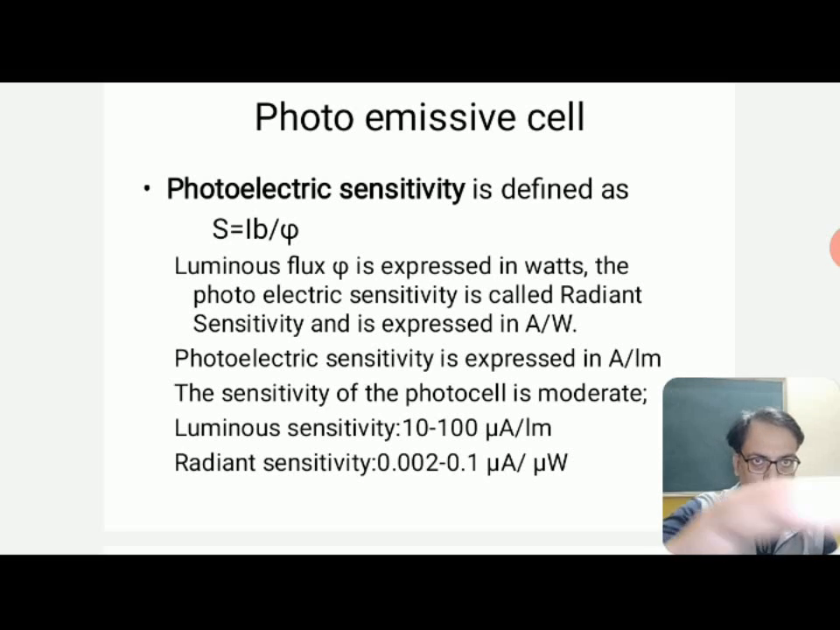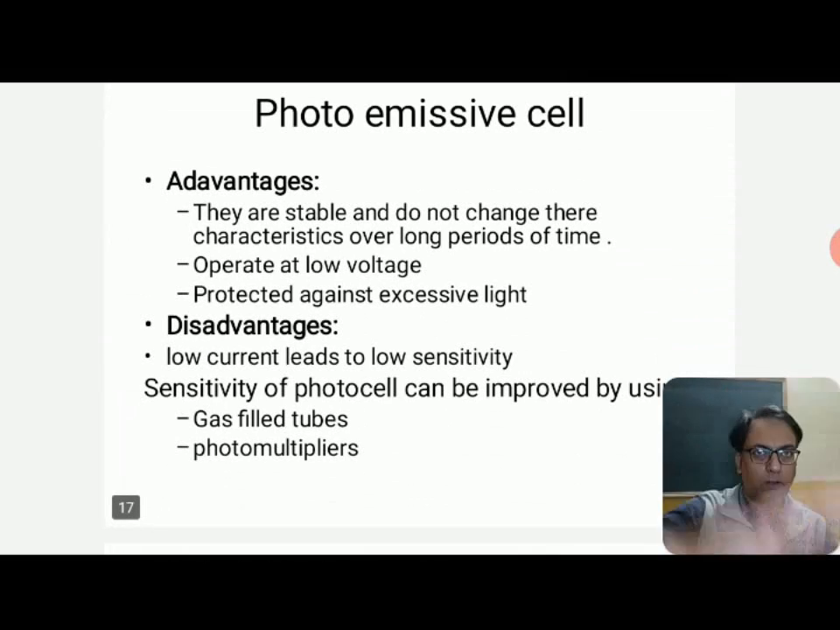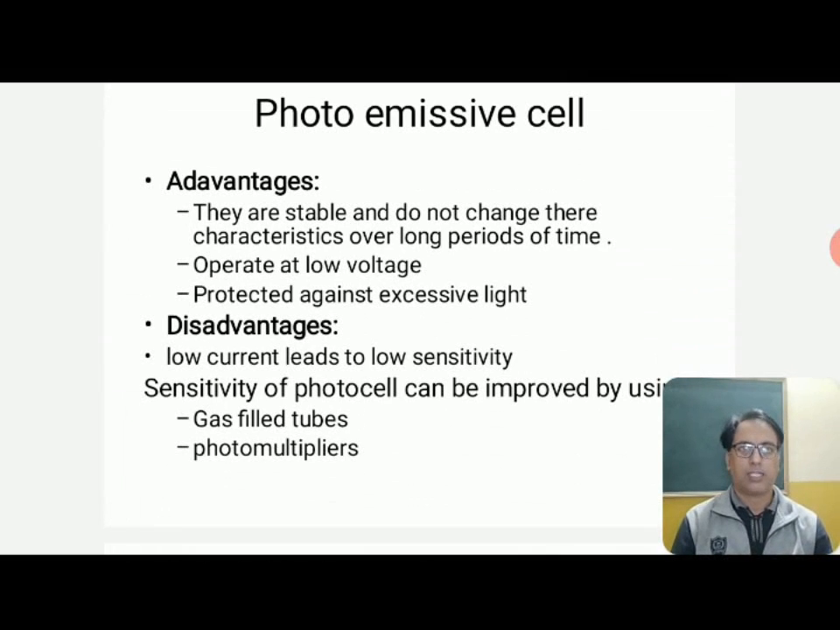Now let us see the advantages of photoemissive cells. They are stable and do not change their characteristics over a long period of time. That means they have high stability. You can use them for a prolonged period without a change in their characteristics, or you can say that their repeatability and reproducibility is very good. They operate at low voltage. They don't require any high voltage supplies. You can operate them with the help of batteries and cells. They are also protected against excessive light, semi-protected rather, and they are highly protected.